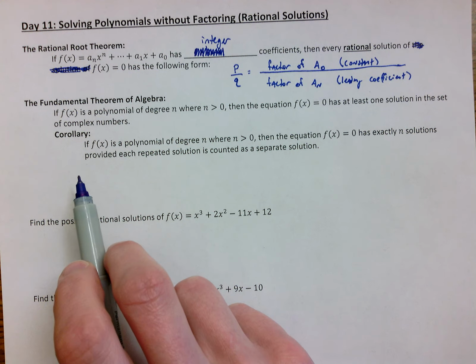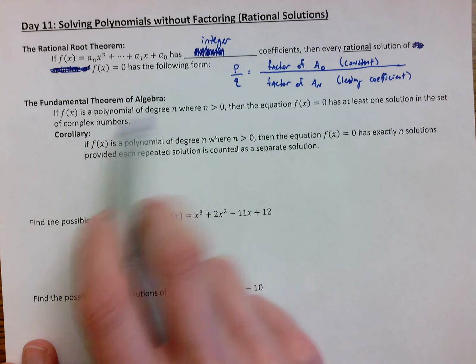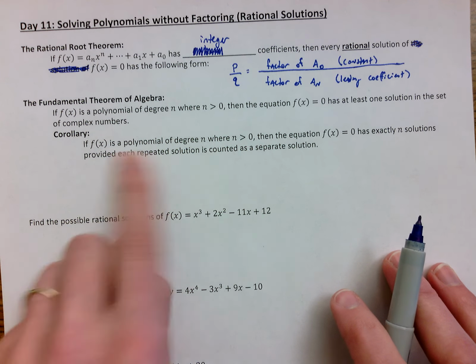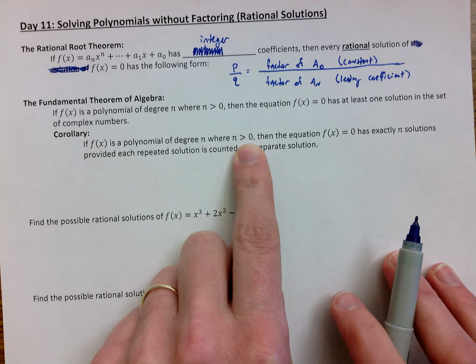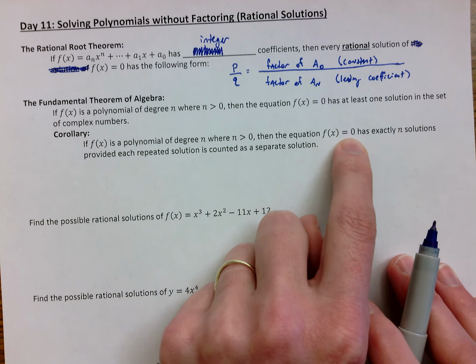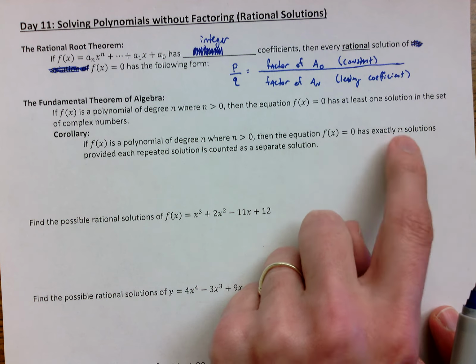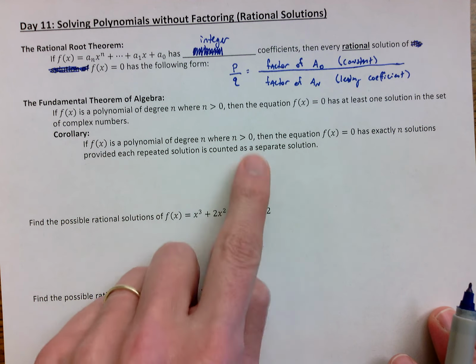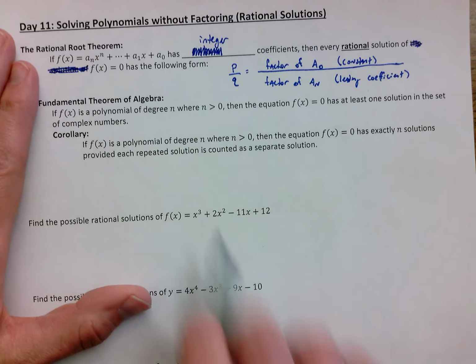And a corollary is a math word for saying, okay, because we know this is true, now we can conclude that this is true. So the corollary is that if this polynomial, we're going to say it has to be at least a linear one, right? We look at this and we set it equal to 0. It has exactly n solutions, provided that each repeated solution is counted as a separate solution. Okay, so that's what we've been talking about.